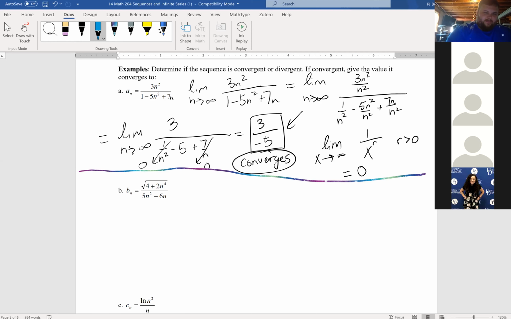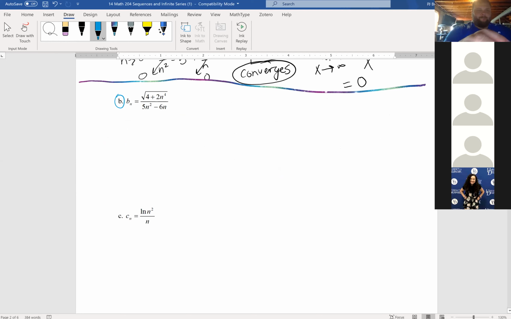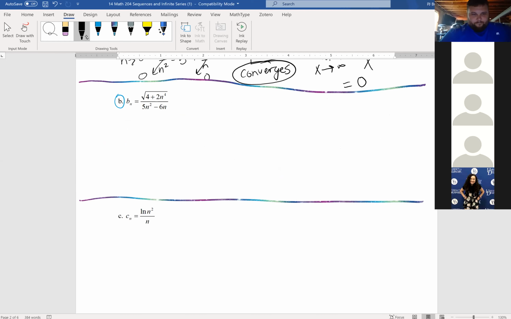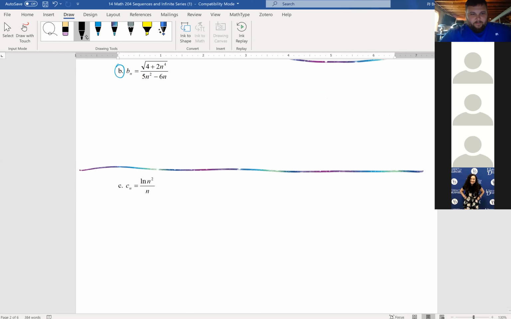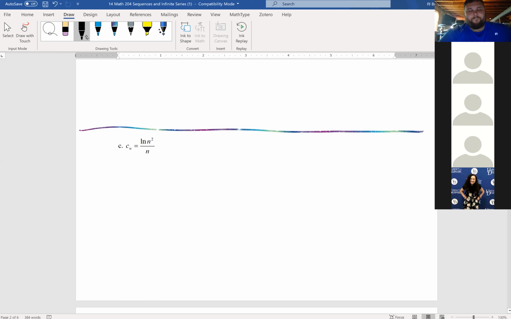I think I'm going to leave this one for you guys to do. And I'm going to go ahead and do C. So again, I want to know, does this thing converge or diverge? So I'm going to take the limit as n approaches infinity of the C sub n term.